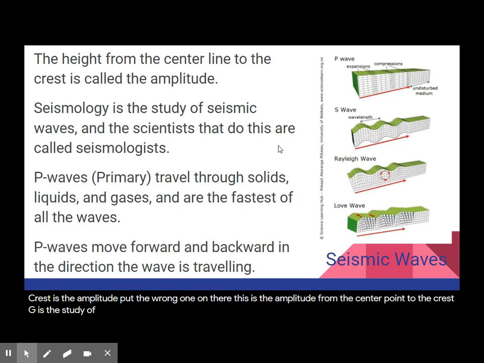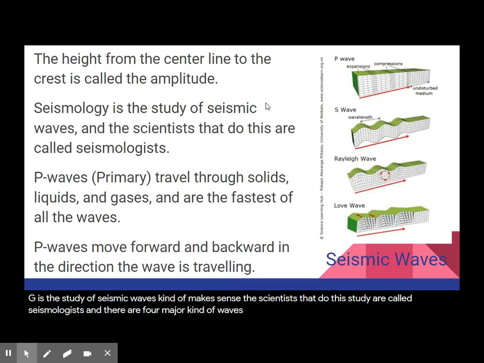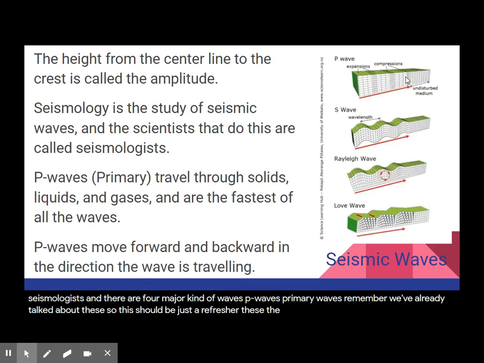Seismology is the study of seismic waves. Kind of makes sense. The scientists that do this study are called seismologists. And there are 4 major kinds of waves. P waves, primary waves, and S waves, remember we've already talked about these, so this should just be a refresher.